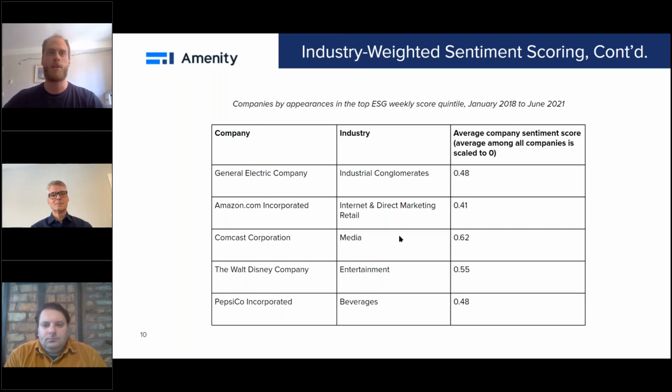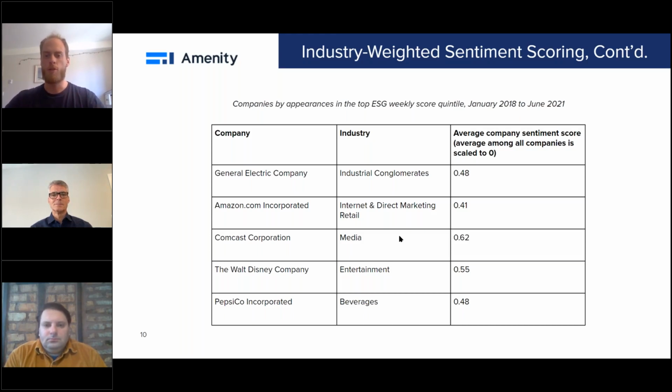We also have Amazon, Comcast, Walt Disney Company, and Pepsi. And these could all be, but especially Amazon, an example of greenwashing, which Doug will get into later, which is another field that Amenity has been working in.